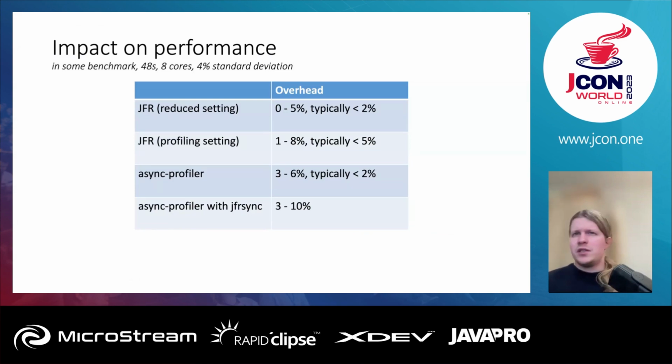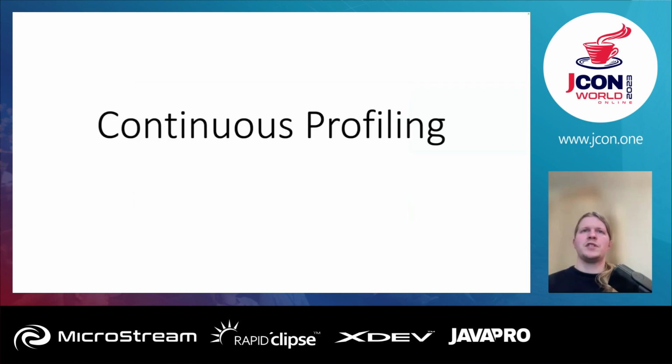Of course, there's an impact on performance. Literature tells us that with JFR, with the reduced setting, it's between 0 and 2%. With async-profiler, it's more like between 0 and 4%, but it usually depends on the application. It varies a lot. So please, before you do profiling, take a small application, take a small run, and check how much overhead you have with your setting.